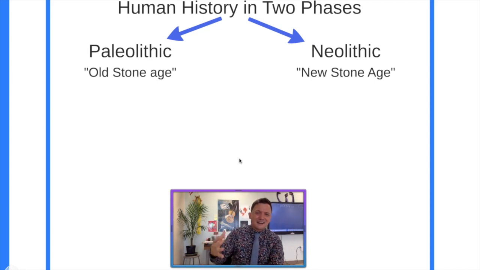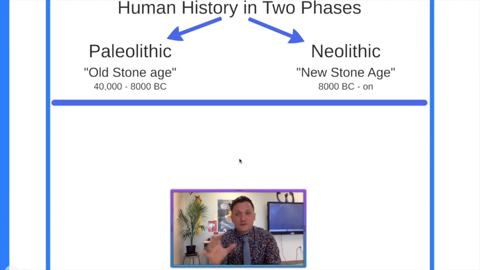But that's kind of neither here nor there, and that's a really obtuse umbrella term. But remember, Paleolithic is our old Stone Age time period. Neolithic, the one that we live in now, is our new Stone Age time period. They are divided into these two groups because from about 40,000 BC to about 8,000 BC is considered the era of Paleolithic human beings, those old Stone Age people. And Neolithic is our new Stone Age people, 8,000 BC and forward.